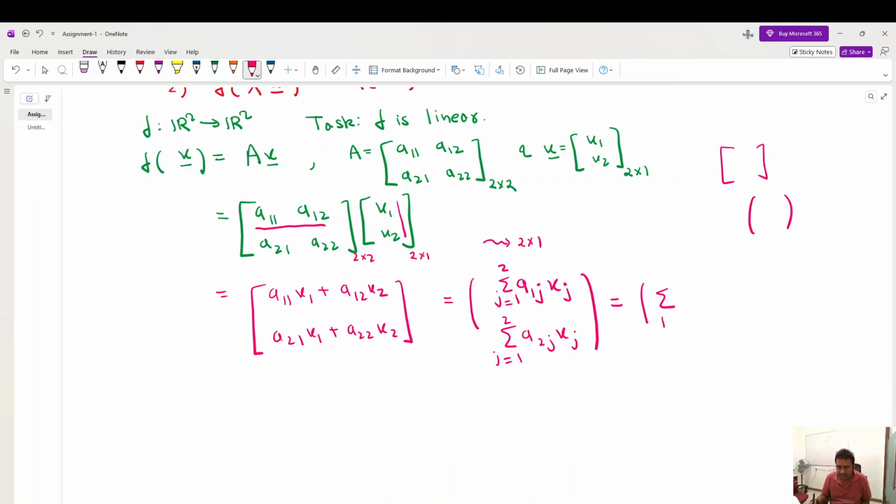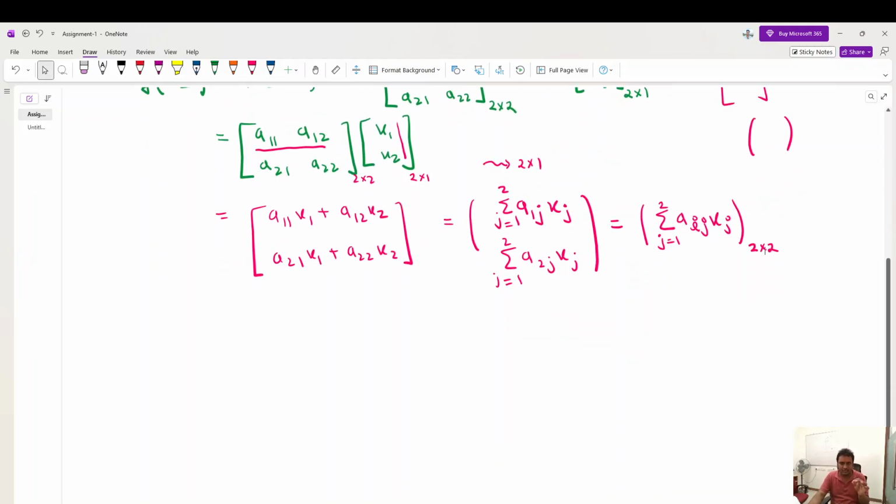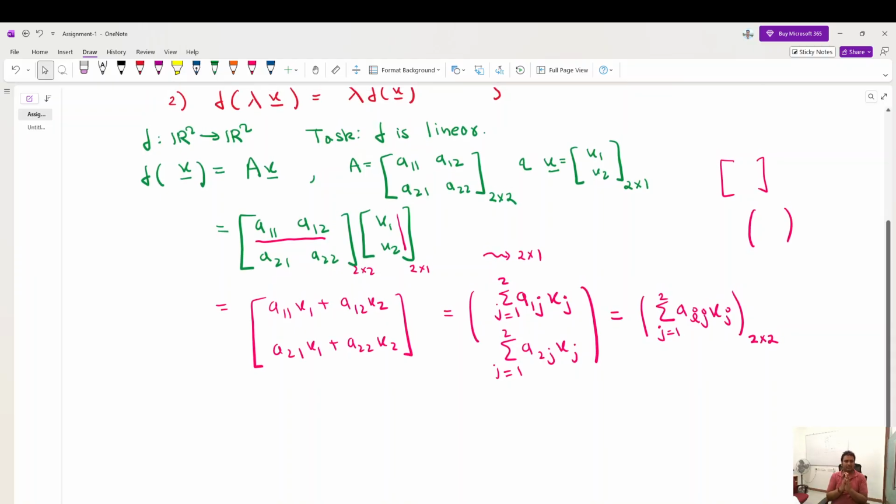The sum over j from 1 to 2 of A_ij x_j. That's how you can also write it. You can mention it as 2 cross 2 to see where i is varying. i is also varying between 1 and 2 only, the natural numbers 1 and 2. Okay. So I will use both of these notations and give you a proof of the linearity.